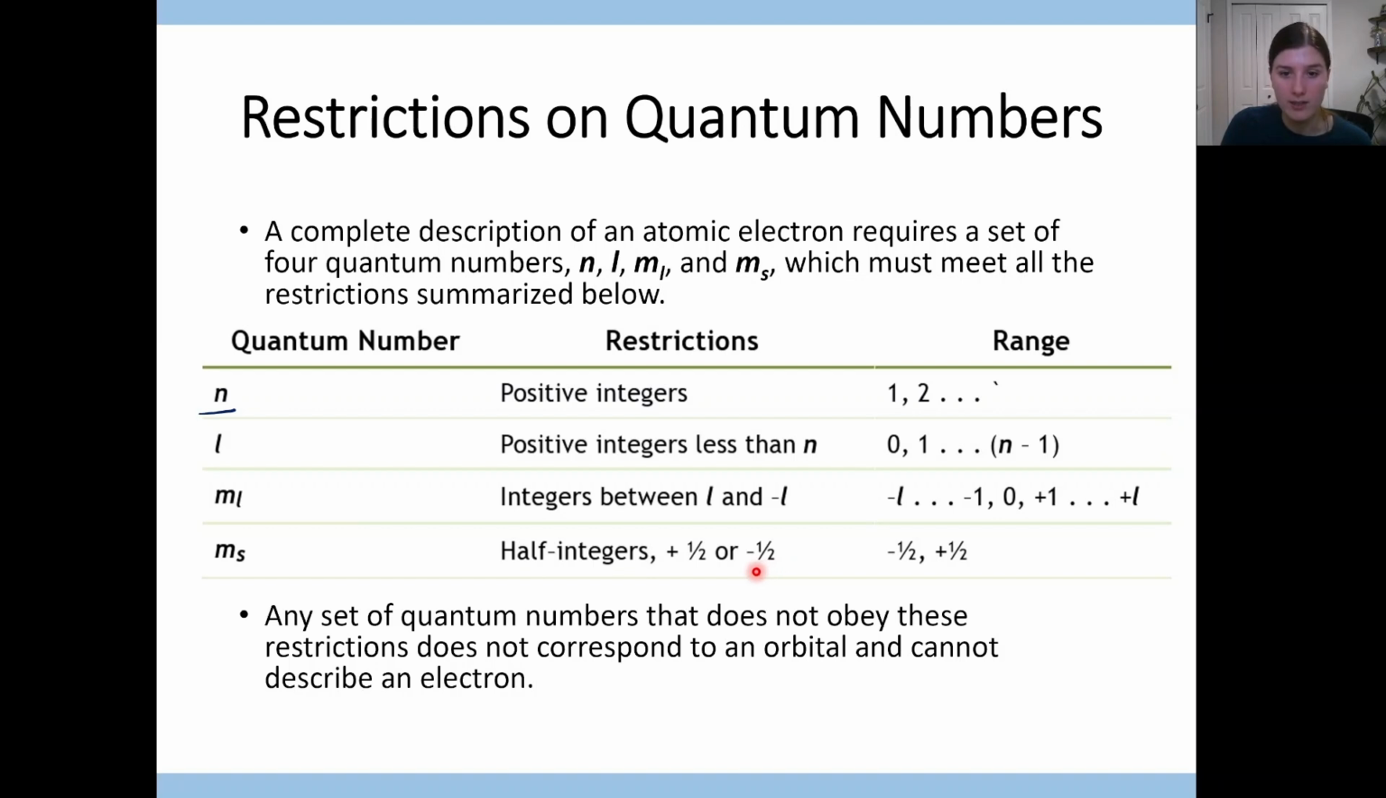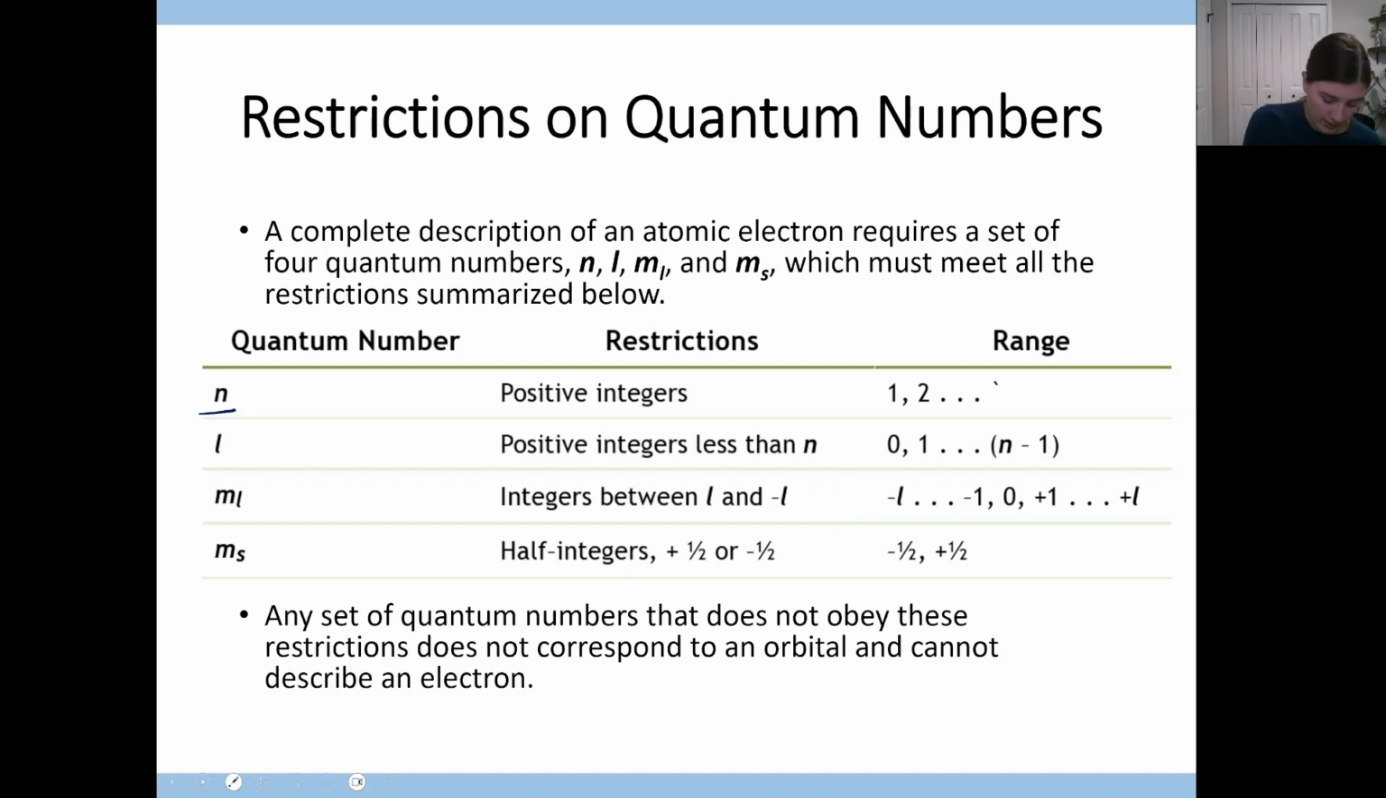And the key here, remember that each orbital can only hold 2 electrons? Well, the 2 electrons in that orbital must have different spins. So if you're talking about the 2 electrons in an s orbital, one has spin up and one has spin down. Any set of quantum numbers that doesn't obey these rules is invalid. It doesn't correspond to an orbital, it cannot be used to describe an electron.